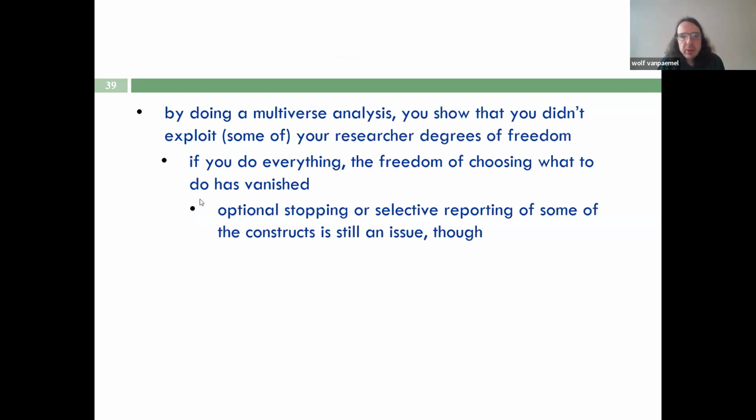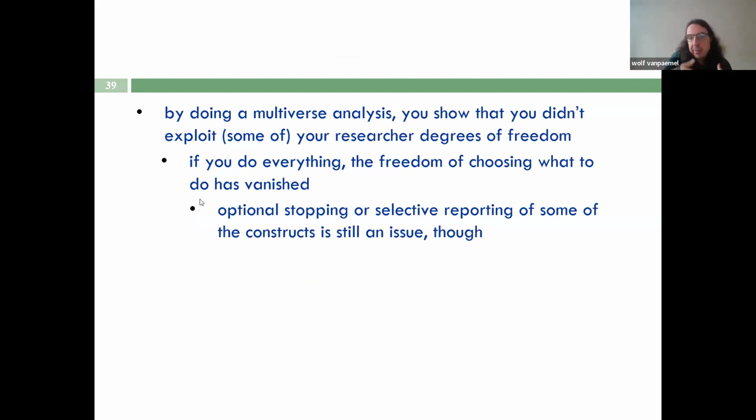What I want to stress is that by doing a multiverse, you show that you didn't exploit some of your researcher degrees of freedom. Why? If you do everything, like I showed you now, you don't choose. So the freedom of choice has gone. There is no freedom anymore if you just do everything.